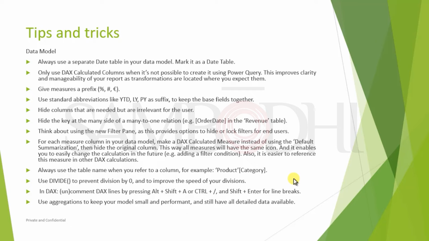For each measure column in your data model, make a DAX calculated measure instead of using the default summarization. Then hide the original column. This way all measures will have the same icon, and it enables you to change the calculation in the future. This is more towards the implementation and design phase, wherein you can manage all your measures in one place. Always use the table name when you need to access the column.